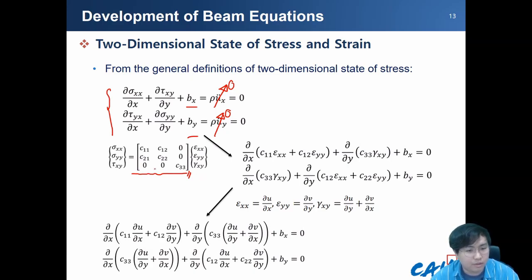So in here, how can we represent stress? Sigma x is a multiplication of C11 and epsilon xx, plus C12 and epsilon yy. So that can be changed to look like this. And shear stress is a multiplication of C33 and gamma xy. Similarly, the shear stress representation looks like this, and then the stress in the y direction can be represented like this.